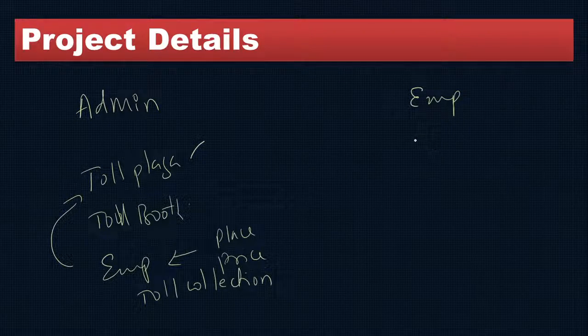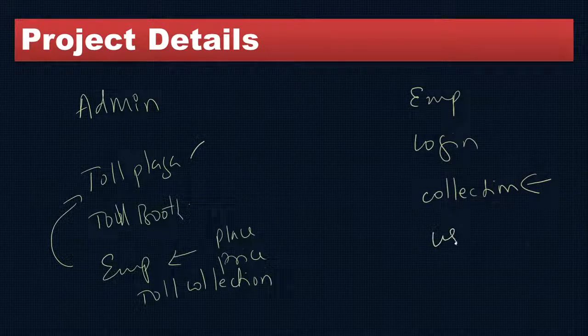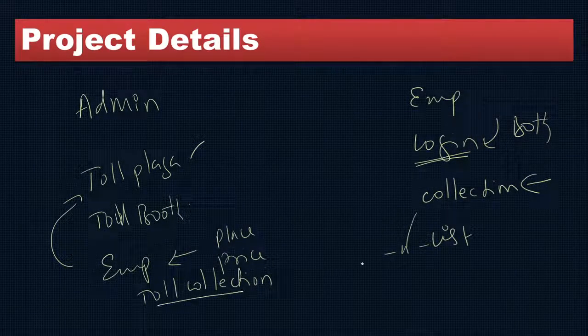Now on the employee side, the employee can log in. They can collect the toll collection. So when each vehicle comes, they can collect the money. Then they can see the list actually. So, collection list. So this is for the employee job. They can log into the particular booth. So when the vehicle comes, they can collect the money. And on this side, whatever collection is done, that list will come again. Then you can also see the detailed collection list. So these are the options required in this particular project.